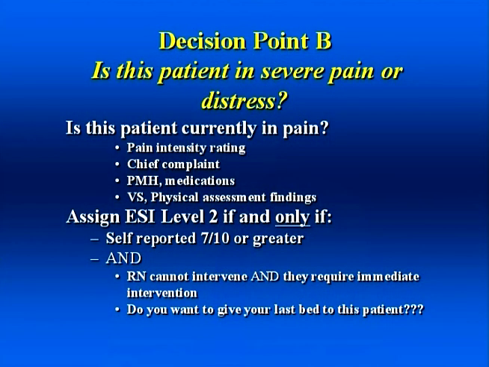At the same time, the triage nurse is completing a brief triage assessment, asking about chief complaint, past medical history, medications, and allergies, and obtaining a set of vital signs. If the patient rates their pain as 7 out of 10 or greater, the triage nurse can assign the patient to ESI level 2, if and only if the triage nurse can do nothing to relieve their pain at triage, and the patient is in need of immediate interventions to relieve their pain. The test has to be whether the triage nurse would give their last open bed to this patient.